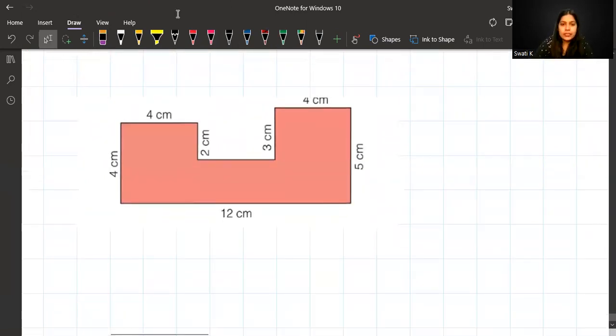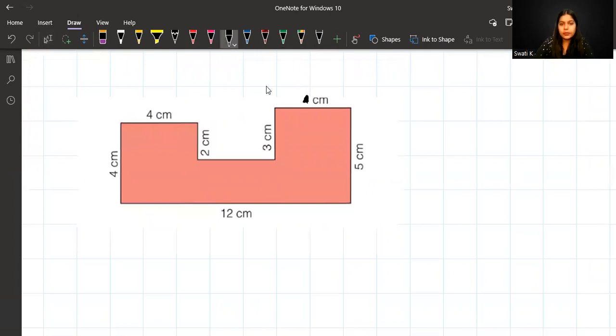Okay, so let's start with this. This is 4 centimeter. If you can't understand, it is 4 only. So let's find out the perimeter first because that is going to be very simple. So perimeter is going to be 4 plus 12. I'm marking this intentionally so that I can say that, okay, I have not left that particular side.